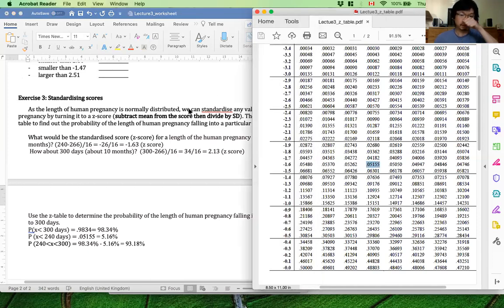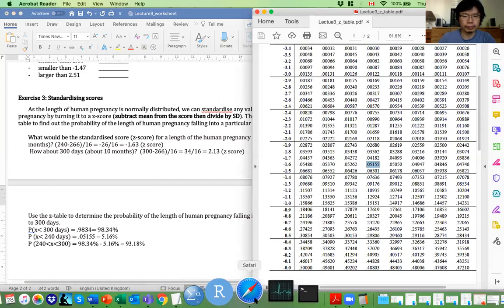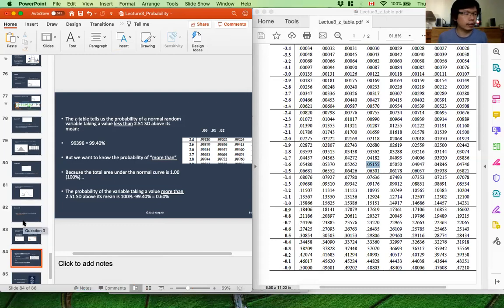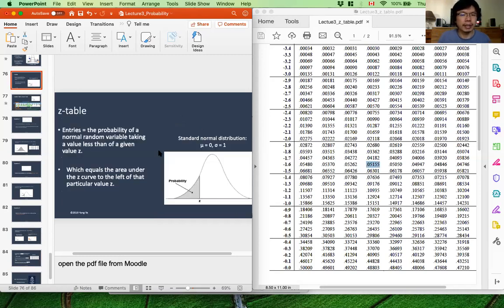Okay, so that's the Z table. So we've covered quite a few things today, from the basic idea of what probability is, how probability can be determined, to using a curve from a histogram, and moving on to a continuous curve to represent probability. And the probability is represented as the area under the curve, right?